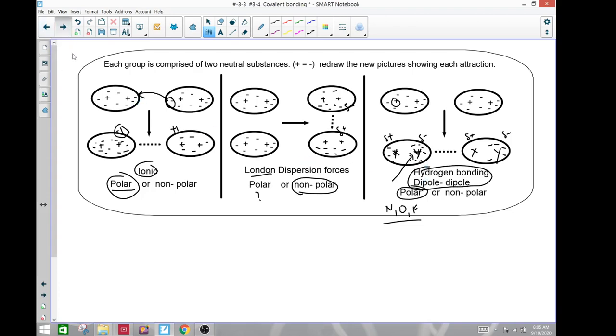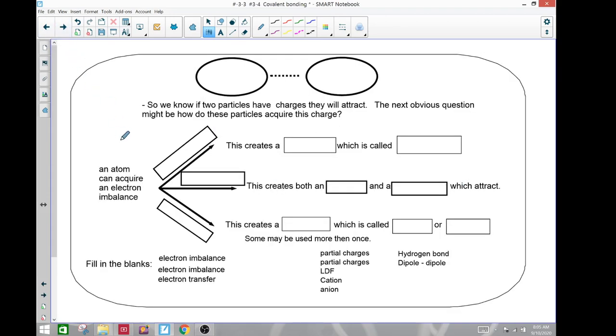Let's keep moving here. This particular section is kind of like little walks through mazes, and you've got to have this in your brain to work through things. So we have a couple different situations here. We know two particles have charges and they attract. Next obvious question might be, how do these particles acquire charge?